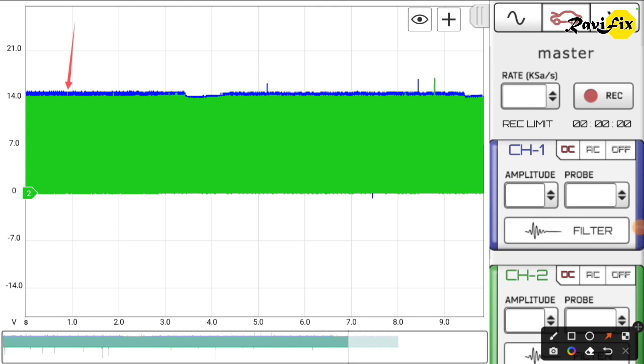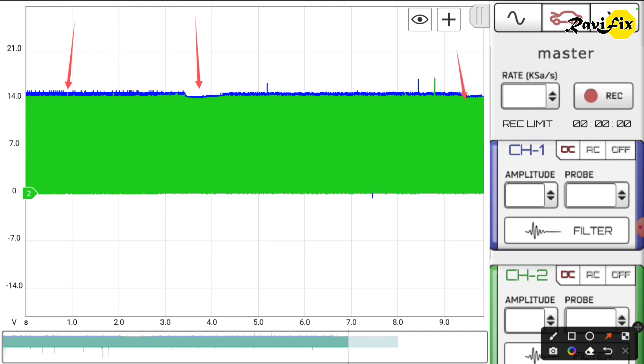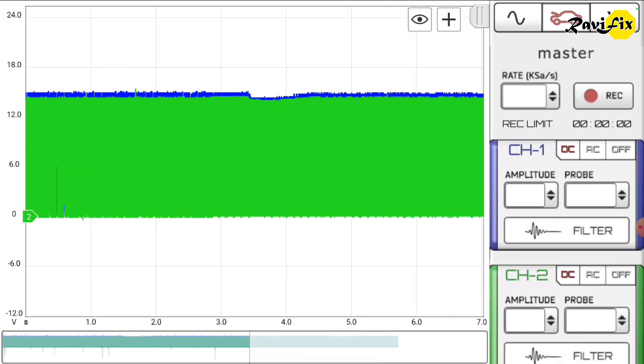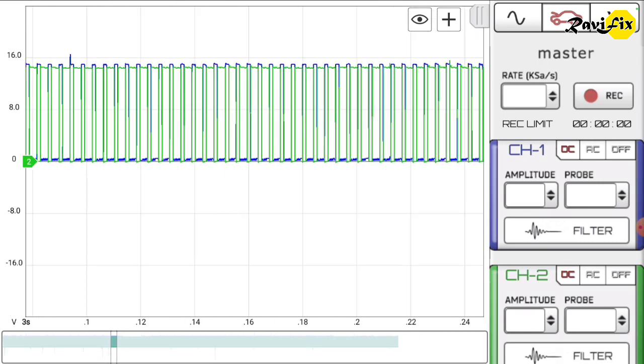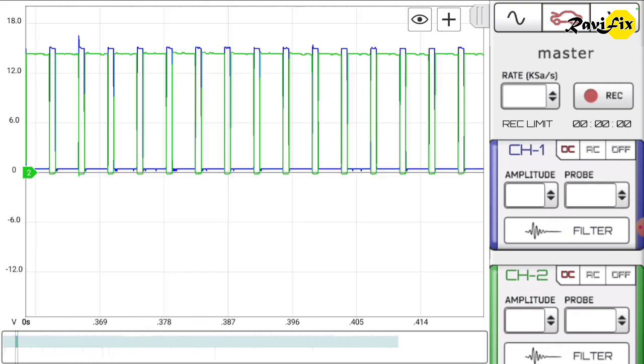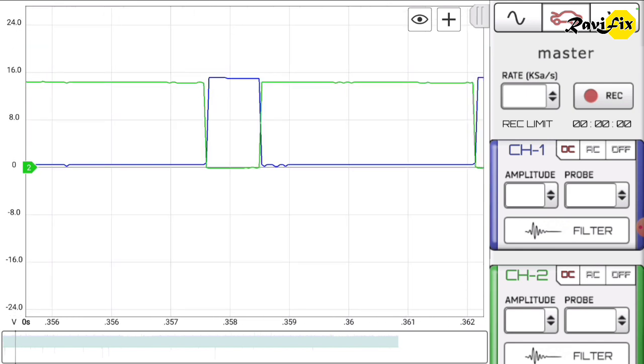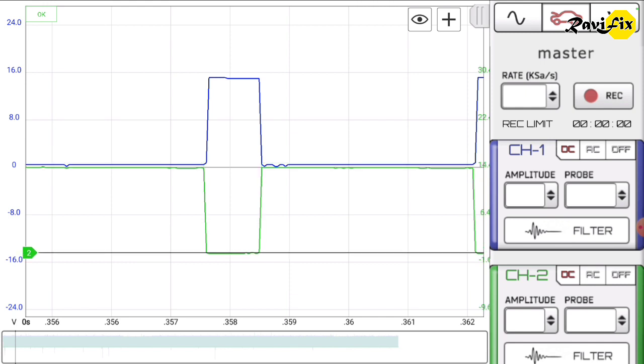Okay, let's analyze it. Here this arrow indicates normal idle. This middle glitch indicates AC on and idling up. These glitches are not a fault. That is just a voltage drop due to applying an electrical load by turning the AC on. You can see that it becomes normal after a while. Okay, I am going to zoom in on the waveform and have a closer look. Just separate these two traces for a better view.